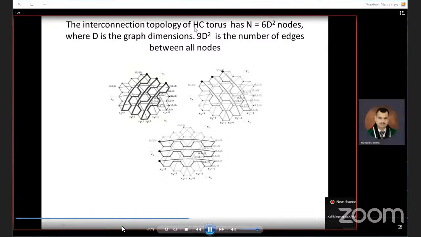The interconnection topology of honeycomb torus has n equals 6d² nodes. Number of nodes equals 6d² nodes. D is the graph dimension, and also its edges are 9d², the number of edges between all nodes. This is the figure of the honeycomb network.